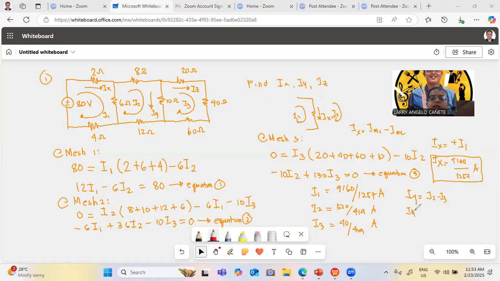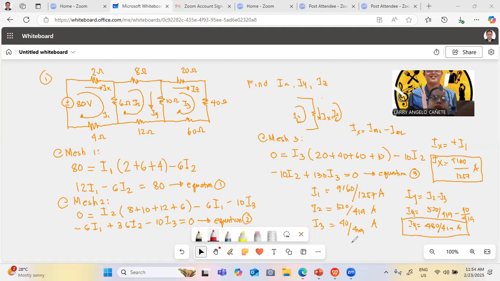Okay, so your IY is equal to 520 over 419 minus 40 over 419. So your IY is simply, ilan man na? 520 over 419 minus 40. So more or less 480 over 419 ampere. So this is the final answer.